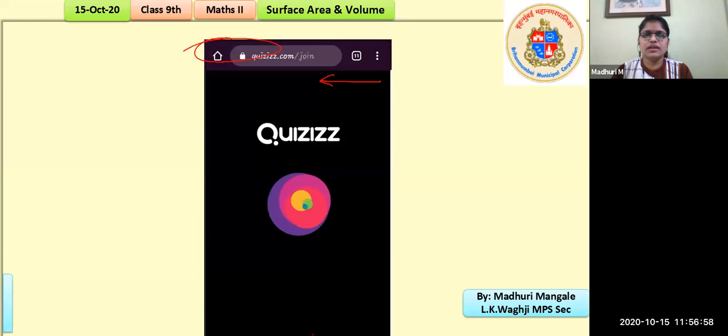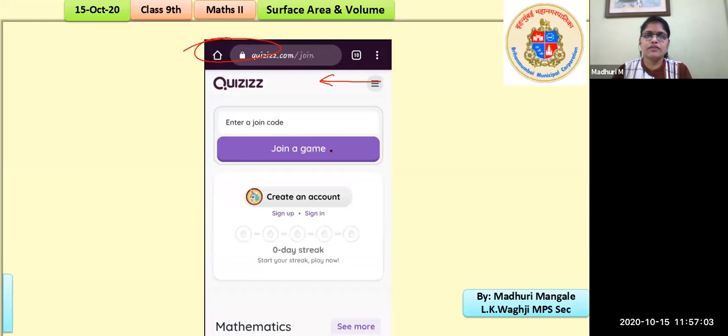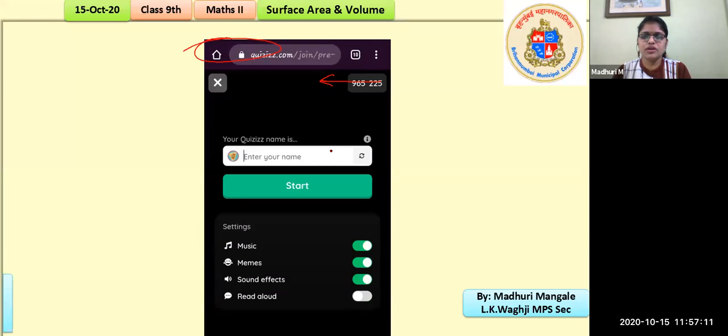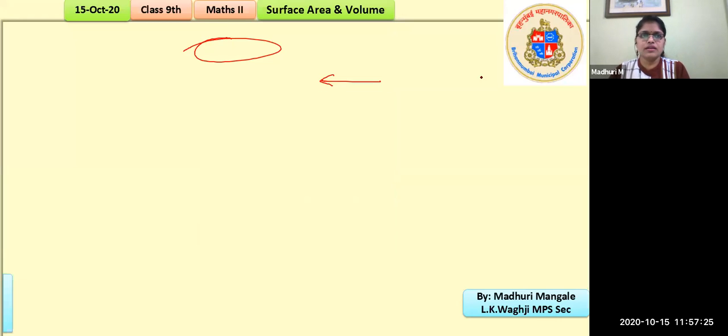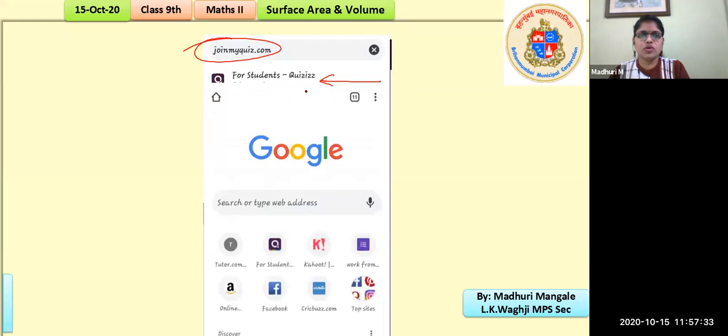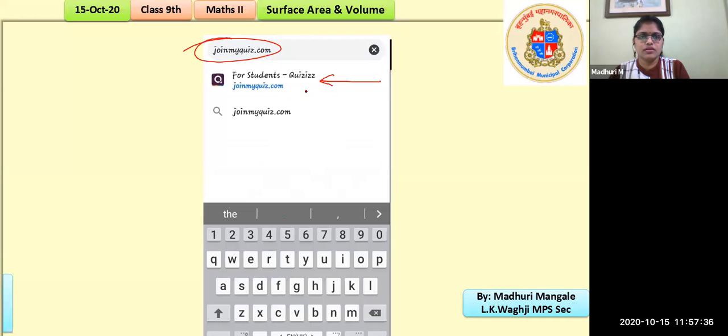Then you will be directed to a page like this. You should be able to see the quizzes icon, and finally you need to enter the game code over here, which I will be sharing shortly. After entering the game code, you will be asked for a name. Enter your name over here and click on start. Once you click on start, you will be directed to this page where you will be waiting for other players to join. So let's begin. Please move to a browser where you can type in joinmyquiz.com.